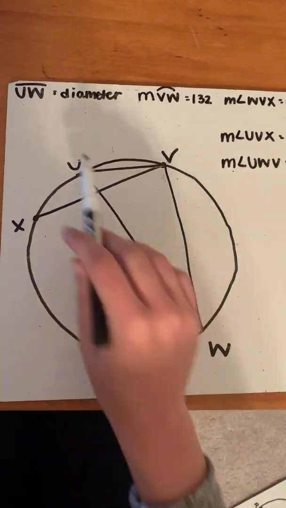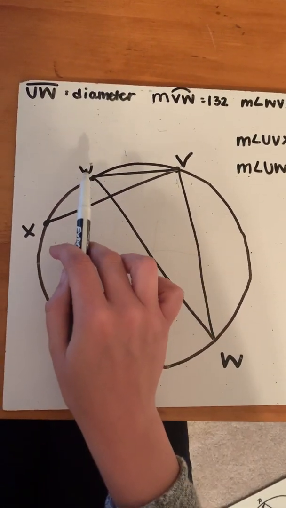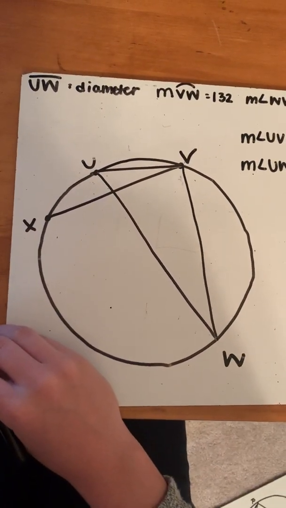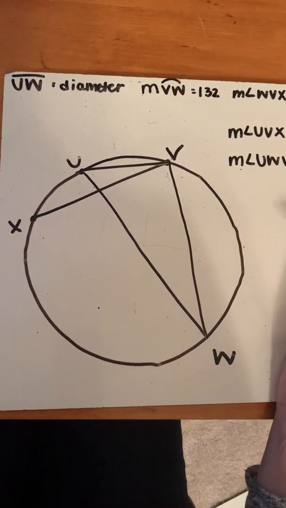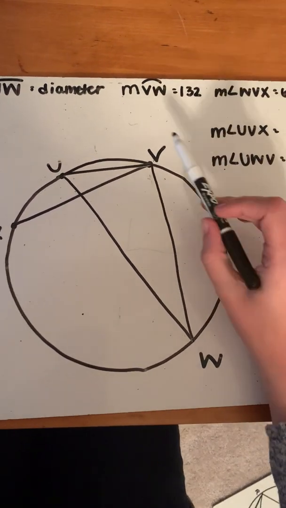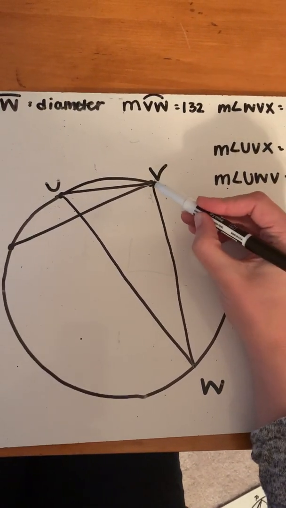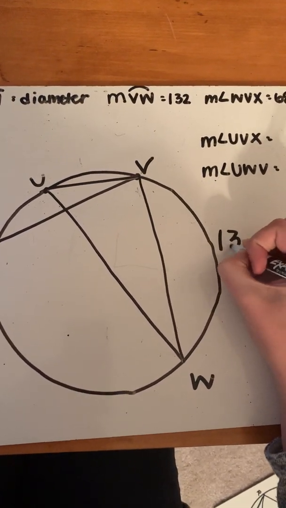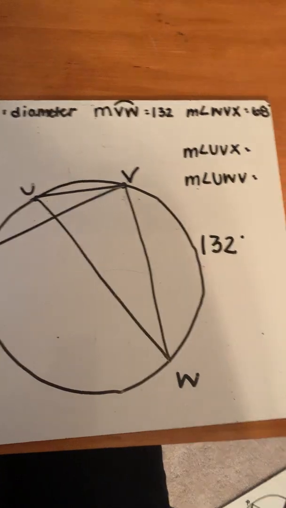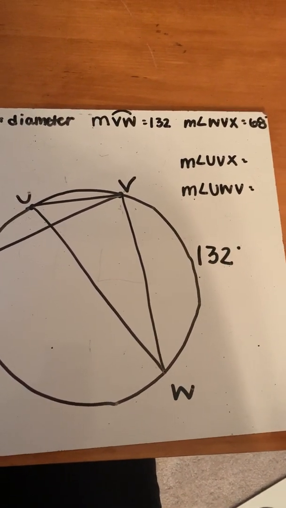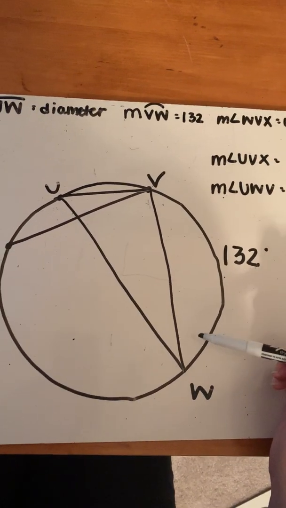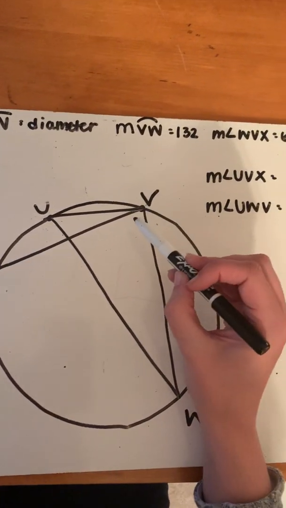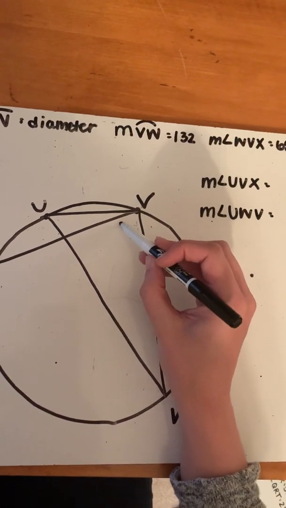Some things to notice here. It says that UV is the diameter. Remember, a diameter cuts a circle directly in half, which means this half of the circle equals 180 degrees, and this half of the circle equals 180 as well. They give us some additional information here. They tell us that arc VW, so from V to W, is 132 degrees, and that angle WVX, so W to V to X, this angle right here, is 68 degrees.